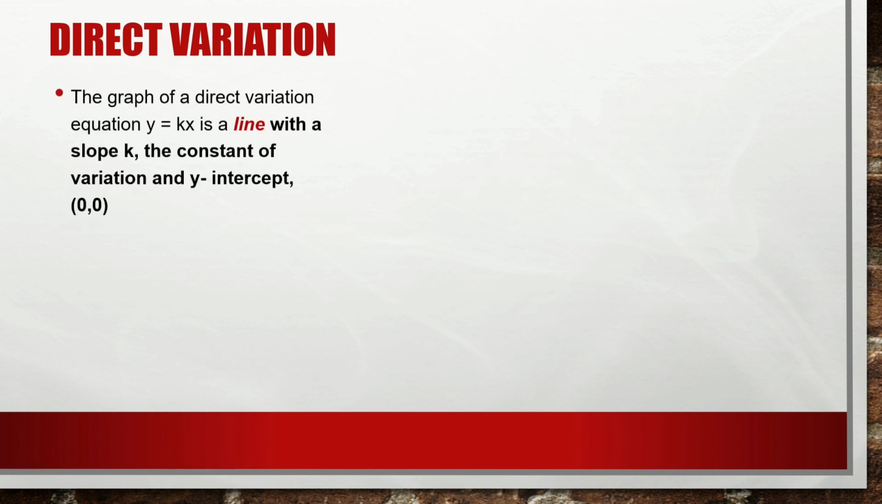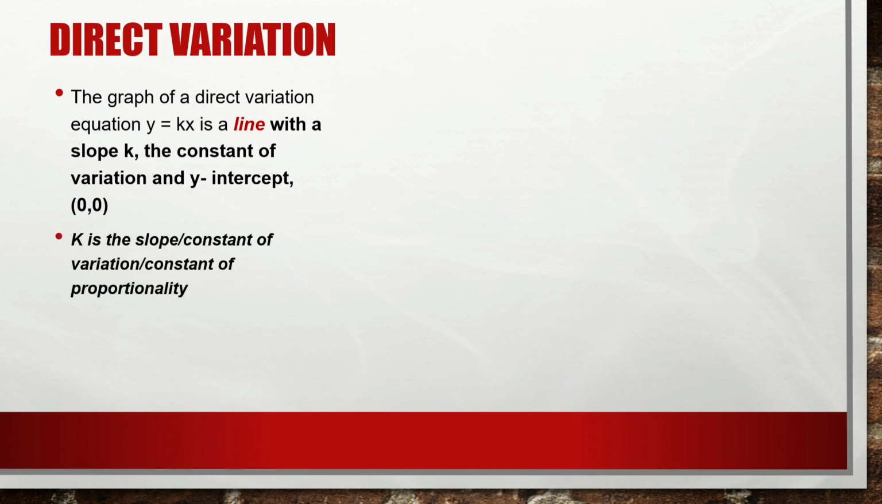Reminder also that the graph of a direct variation equation y is equal to kx is a line with a slope k, the constant of variation, and y-intercept is at the origin (0, 0). So take note that the value of k here is known as the slope or the constant of variation or simply the constant of proportionality.